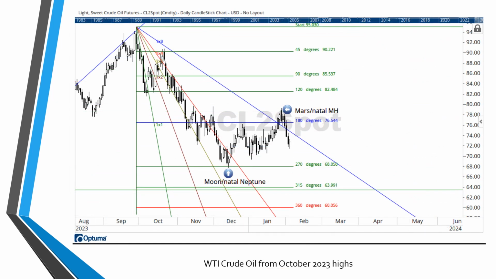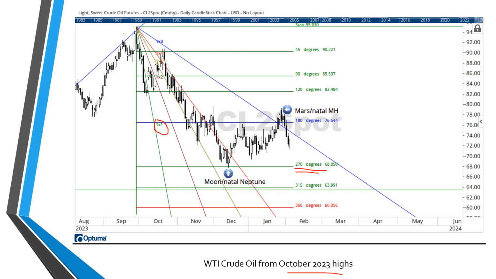Okay, WTI crude. October 2023 marked a high point, and I've projected some lines downwards. And basically, you can see from that high point, the price fell following the 1x1 slope, and then there was a counter trend rally, and basically it followed the 1x4 slope downwards, and it eventually found support here at a 270-degree increment of the square of 9.